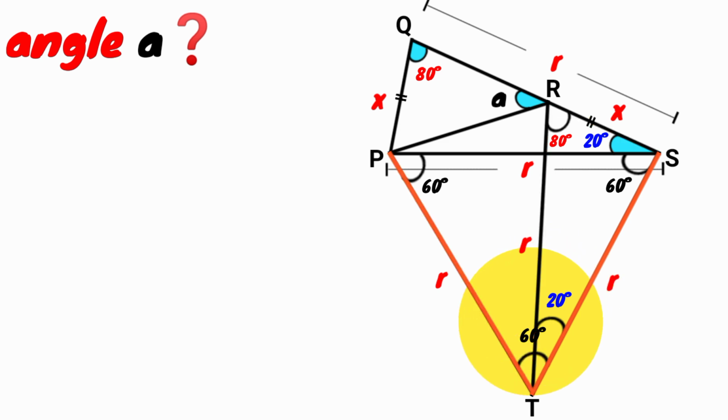But this angle PTS, its size is 80 degrees, and it is divided into this angle and this angle. This must be 60 degrees minus 60 degrees, which is 40 degrees.